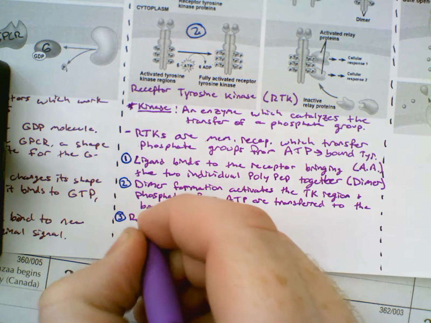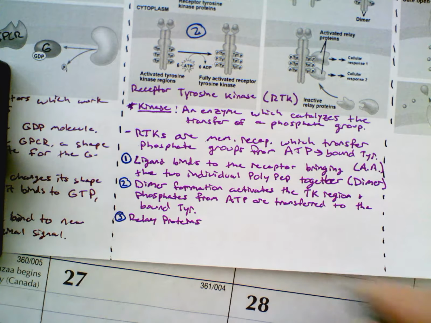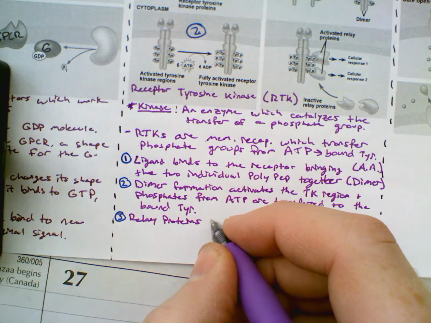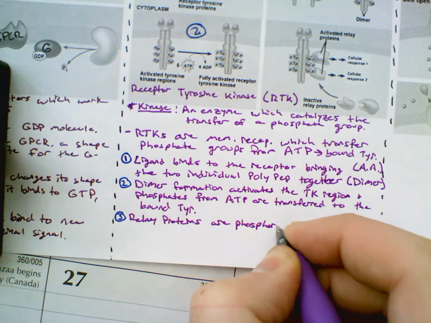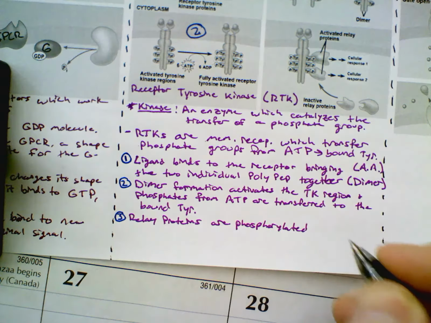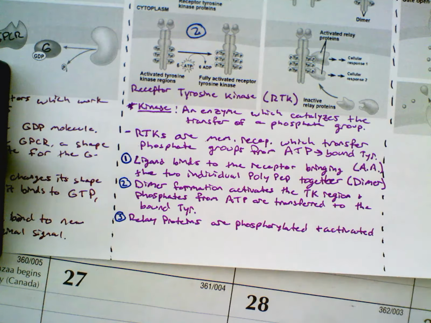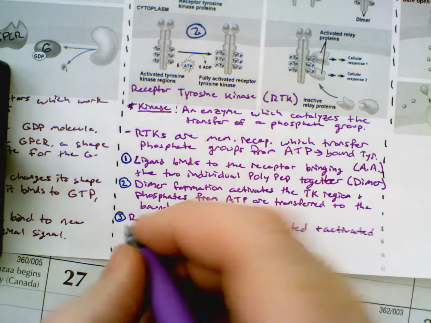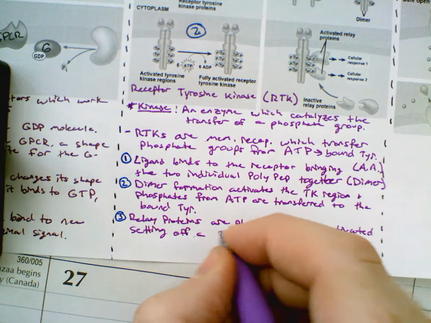The last thing that we'll see is relay proteins. So relay proteins are going to be the very first protein of the transduction pathway. So they're going to take these phosphate groups and then start doing stuff with them. So relay proteins are phosphorylated and activated. Again, activated just means a shape change, allowing it to do something new. Setting off a transduction pathway.